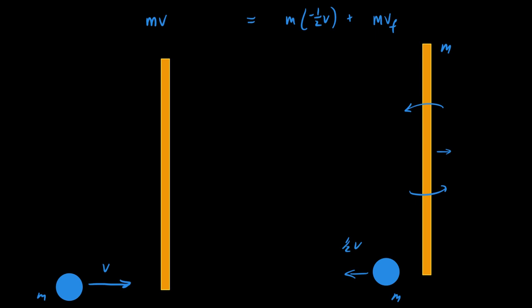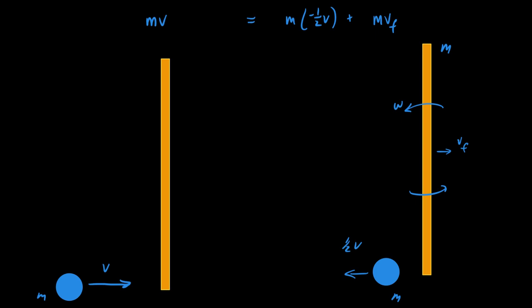However, there's angular momentum. So although this will tell us how fast this part is going, Vf, we're also interested in omega for the rotational rate of the system. That's a little bit harder, and it's not terrible.